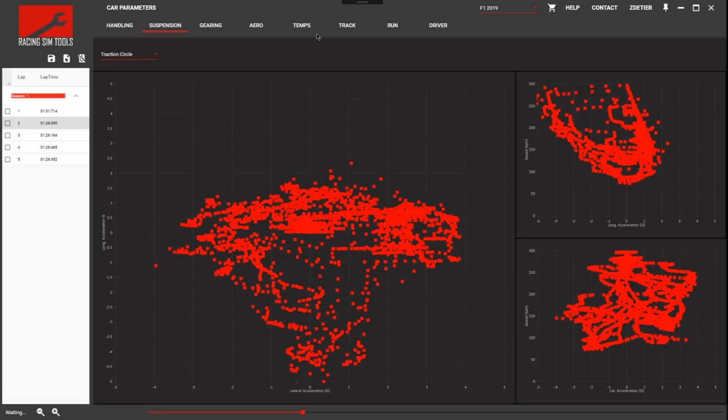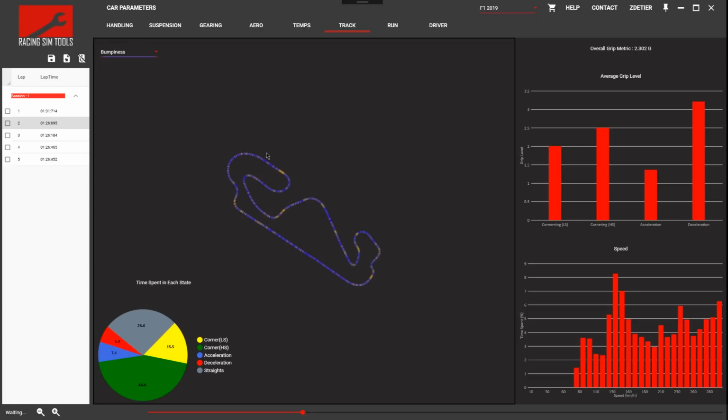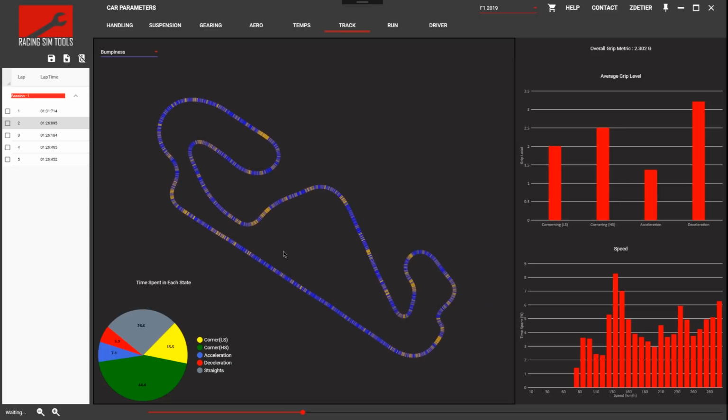So to do this, we are going to go back to the track map, but instead of looking at the states, we're going to be looking at bumpiness. What bumpiness is going to show us is how bumpy the track is, and at what areas that bumpiness occurs. You can see just by looking at the graph, the blue sections are where there's no bumpiness, and the yellow are where our suspension speed exceeds a certain limit and kicks into high speed dampening, which typically occurs whenever the road is bumpy.